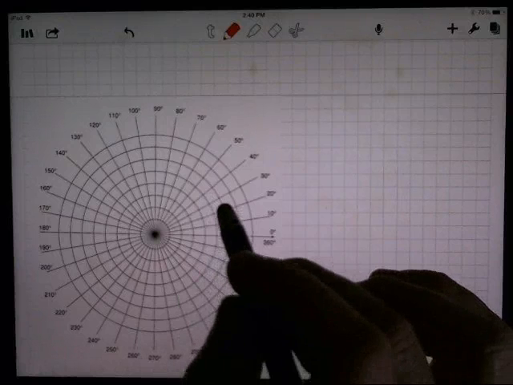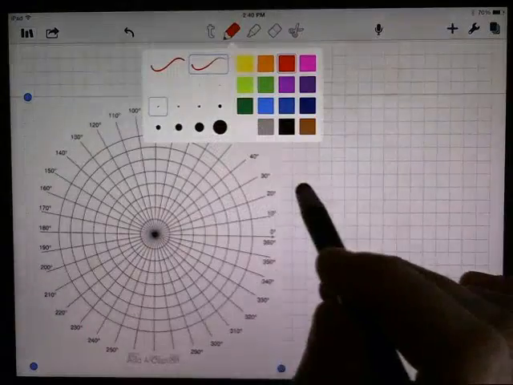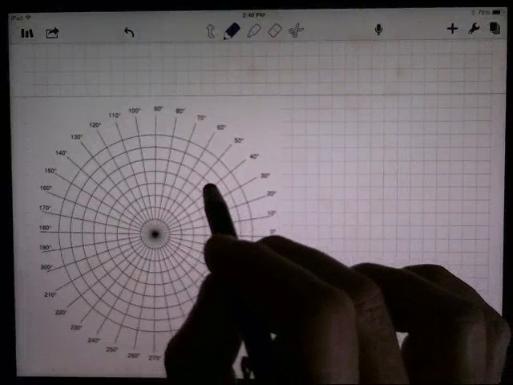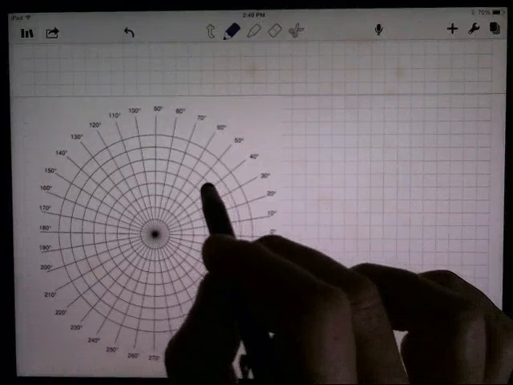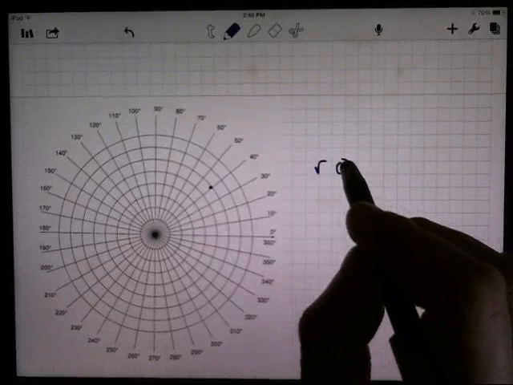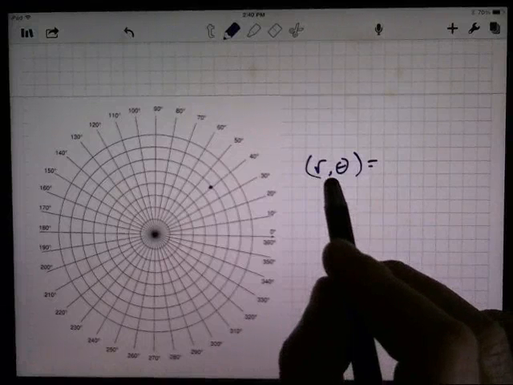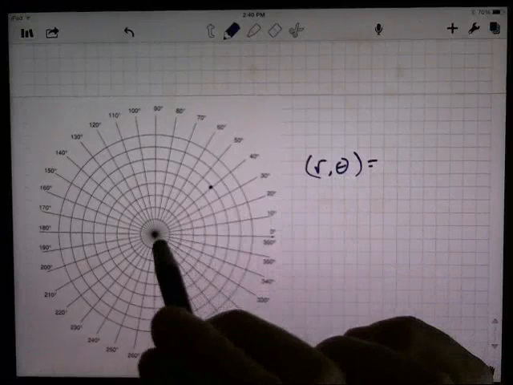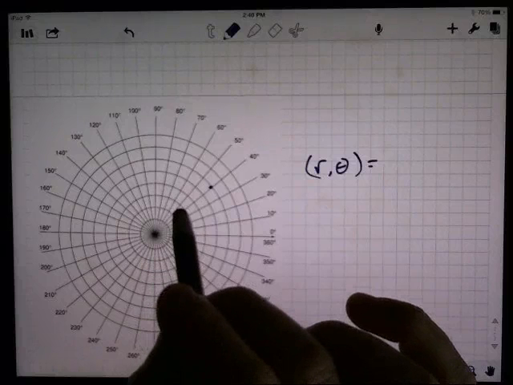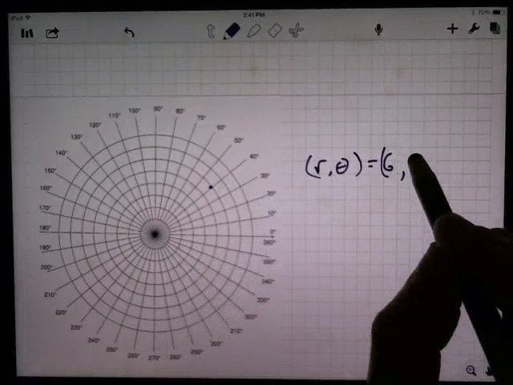Now, if I look at a particular point, I want to put a point right there. I have to be very careful, when I put down a pair of numbers, whether it's x's and y's or r's and thetas. So I'll say, okay, I'm doing r and theta now. What's the distance from the origin? Assuming that each one of these circles is unit 1, this is 1, 2, 3, 4, 5, 6 units away. And the angle is 40 degrees.